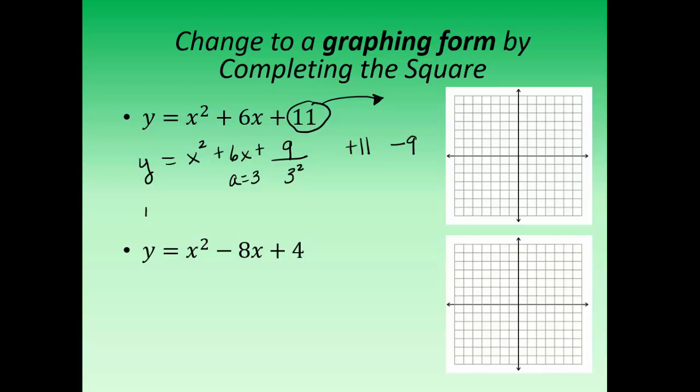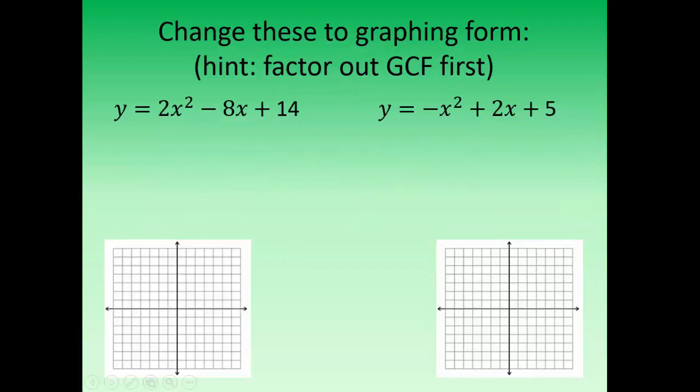Now let's factor the perfect square. So x squared plus 6x plus 9 factors into x plus 3 squared. And if we combine the constant terms, that makes plus 2. Now we can see that the vertex is at negative 3, 2. And since the coefficient of the squared term is positive, it's going to open upward. So we can draw a little sketch. Here's negative 3 and 2. It is something like that.